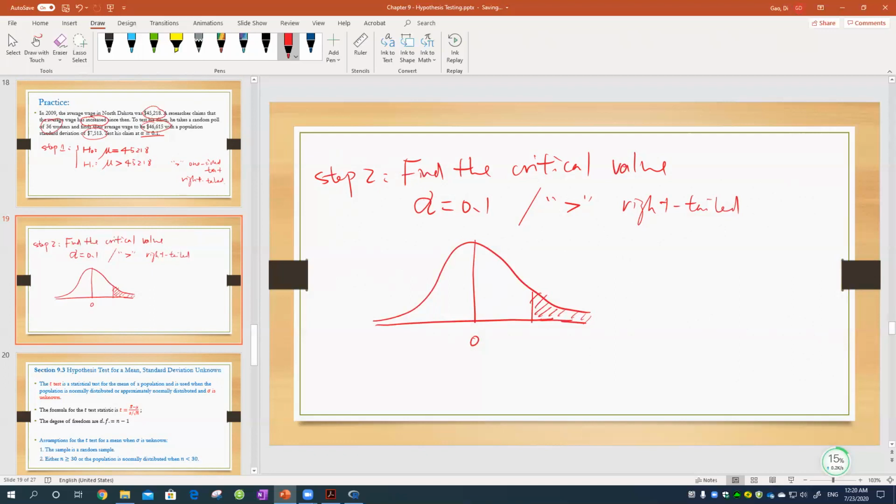So all the tail area will go to the right side. So you have alpha equals 0.1. Then this value is going to be z sub 0.1 because you're looking at a value to the right. You have alpha, which is 0.1. So this is z sub 0.1. So check the standard normal table.